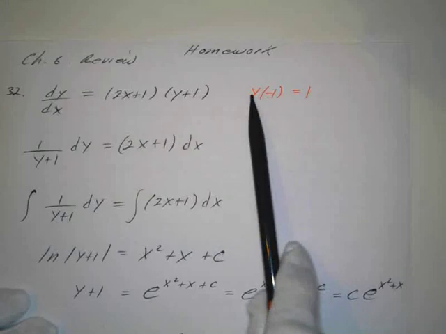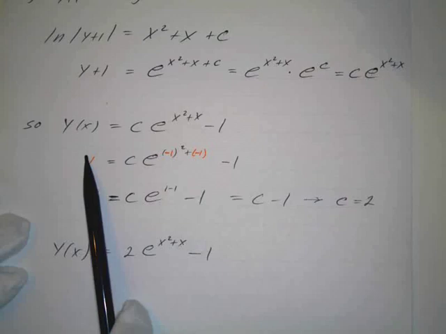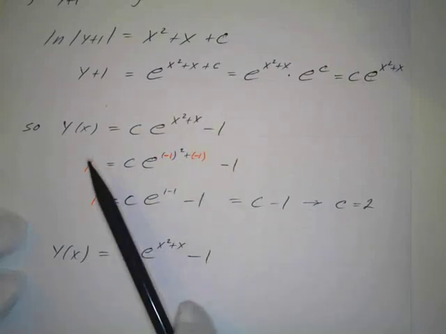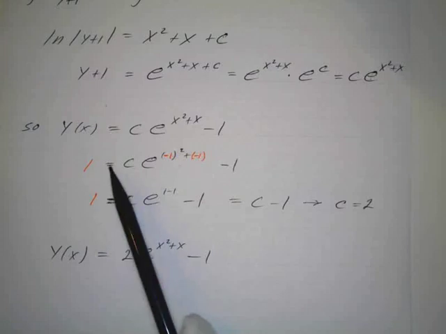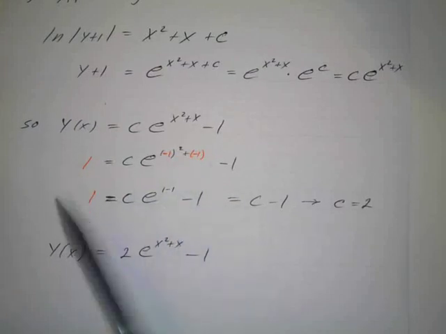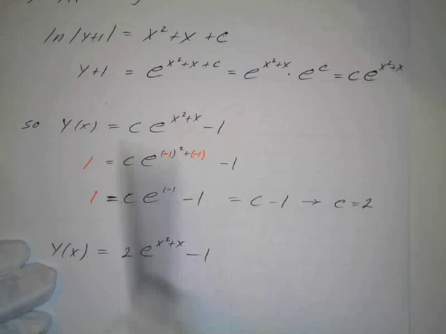Then my initial condition was y of negative 1 equals 1. So that means I would call this 1, and I would put a negative 1 in for my x's. This is the 1, and this is the value of x that gives that. And then minus 1 because I didn't solve this.